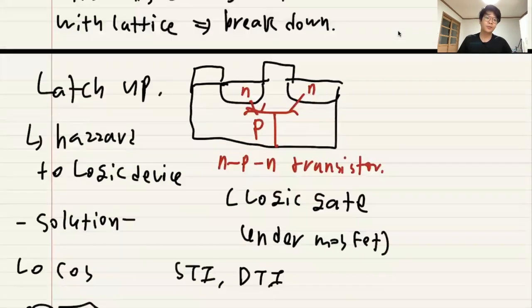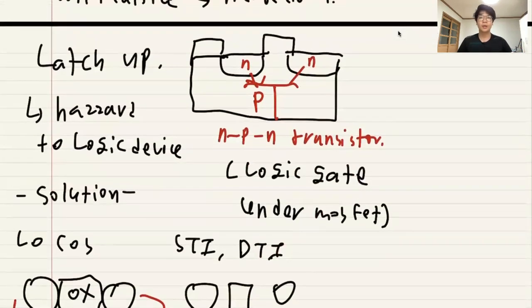And there is another problem, latch-up. In a MOSFET, source and drain are N plus doped and the substrate is P doped. We can say those structures are effectively NPN bipolar junction transistors. Those latch-ups are a hazard to the logic device because there is another logic gate right next to the MOSFET.